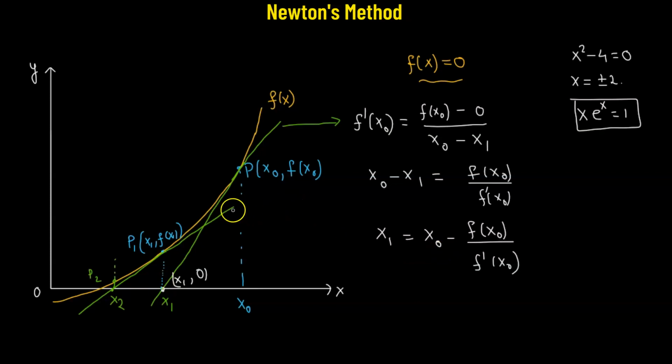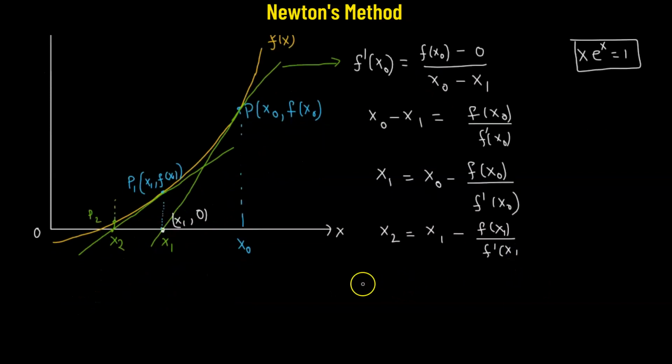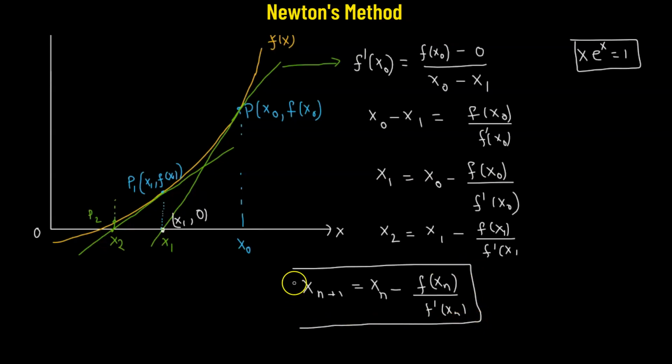Similarly, if we find the equation of the second tangent line using the same methodology, we obtain x2 equals x1 minus f of x1 divided by f prime of x1. If we follow this trend, the general form is x n plus 1 equals x n minus f of x n divided by f prime of x n. This is called Newton's method, and using it we can find a very good approximation to our equation. Let's apply this formula to find the solution for some equation.